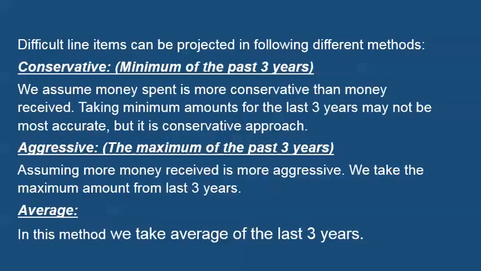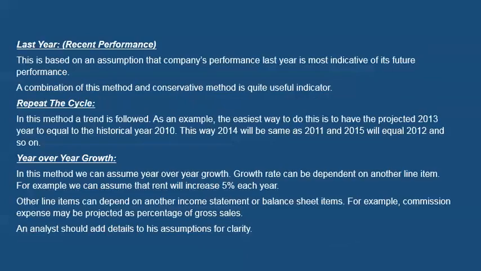Average. In this method, we take the average of the last 3 years. Last year, recent approach. This is based on an assumption that the company's performance last year is most indicative of its future performance. A combination of this method and the conservative method is a quite useful indicator.